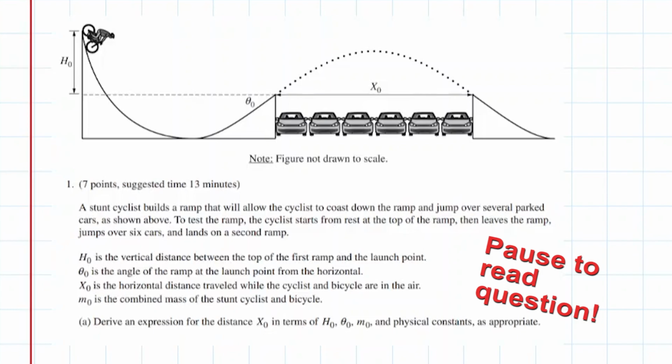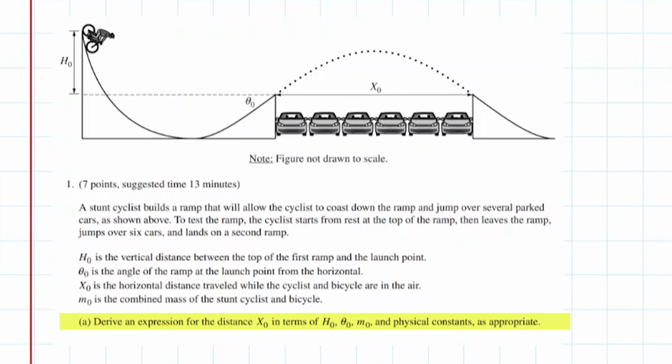This question is about a cyclist who rides down and then back up a ramp, jumps over 6 cars, then lands on another ramp. This video will cover part A of this question, where we're asked to derive an expression for the distance, x naught, that the cyclist will travel while in the air.